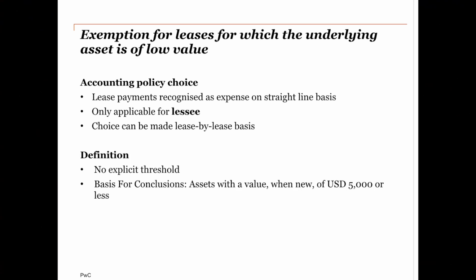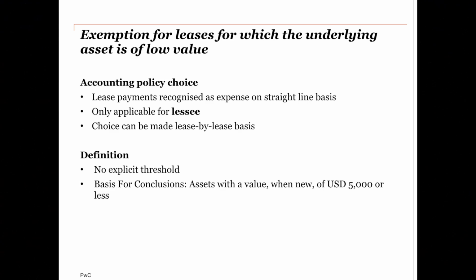IFRS 16 does not provide a particular threshold that quantifies low value. However, in the basis for conclusions that accompanies the standard, it is explained that the board had in mind assets of a value of $5,000 or less when new. Examples of low value are IT equipment or office furniture. For certain assets, for example assets that are dependent on or highly interrelated with other underlying assets, the exemption is not available.